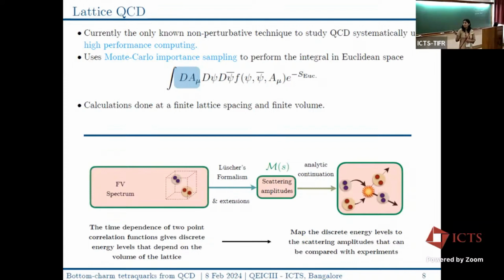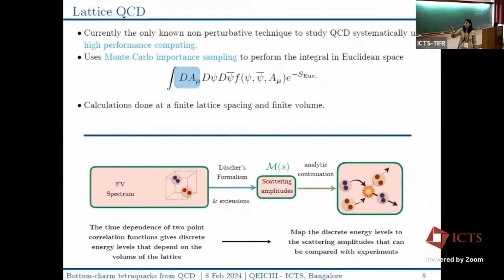But then we'll use the fact that we are working in a finite volume to our advantage, because there is a mapping between the finite volume of the lattice to the infinite volume amplitudes that we see in experiments. And this method is known as Lüscher's method.